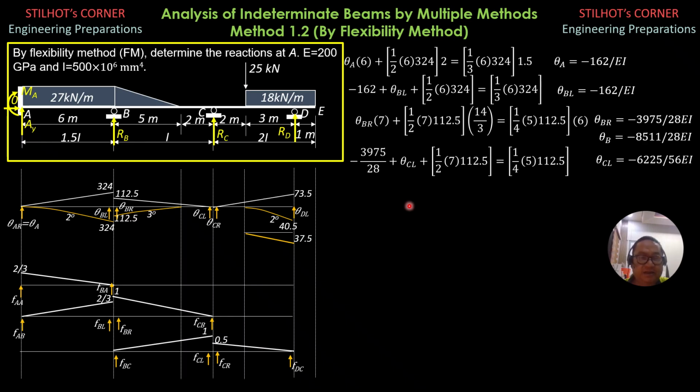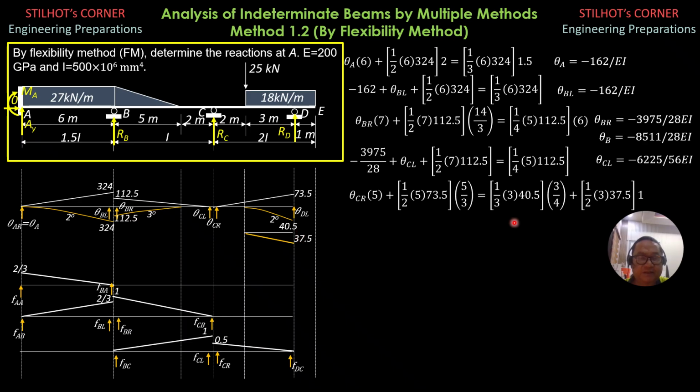Then we solve for theta C right. We sum up moment about D. So theta C right times 5 plus 1/2 of 5 times 73.5 times 5/3 equals 1/3 of 3 times 40.5 times 3/4 plus 1/2 of 3 times 37.5 times 1. So theta C right is equal to negative 1757 over 40 EI.